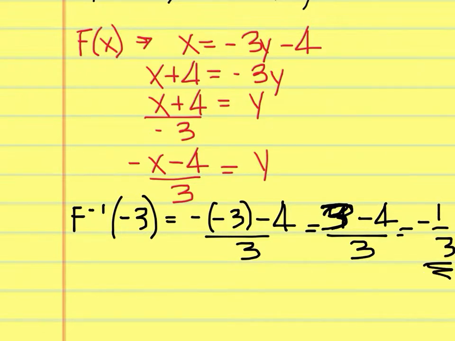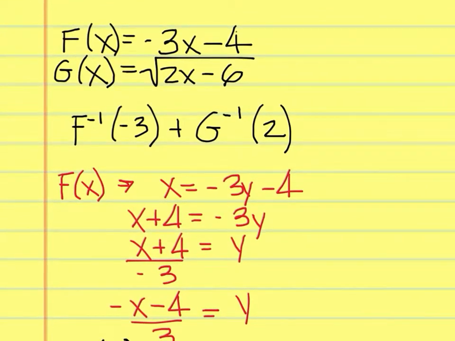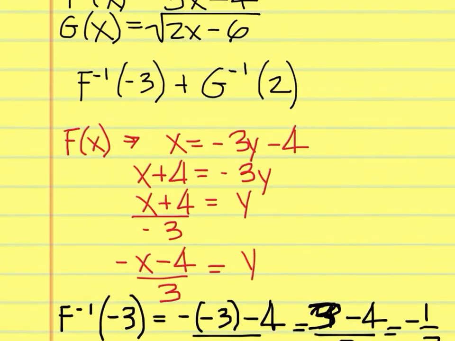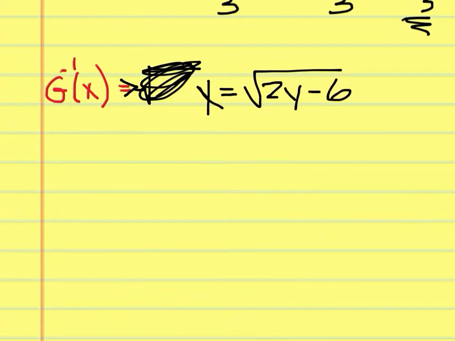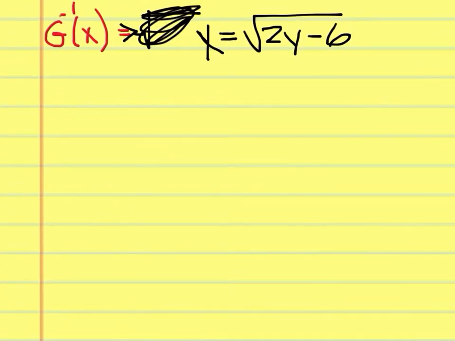We will hold that and go back to the g function, which is the square root of 2x minus 6. Alright, so the inverse of g of x, and that is the square root of 2x minus 6. I did not mean to put that sign there. I should be doing this, and x equals the square root of 2y minus 6. That was a minus in there, right? Okay. So now we can solve for it.